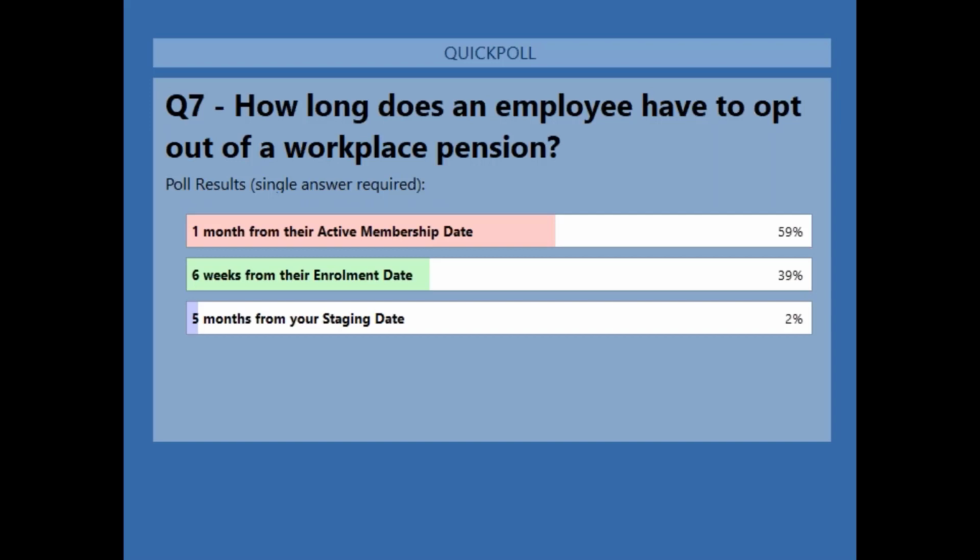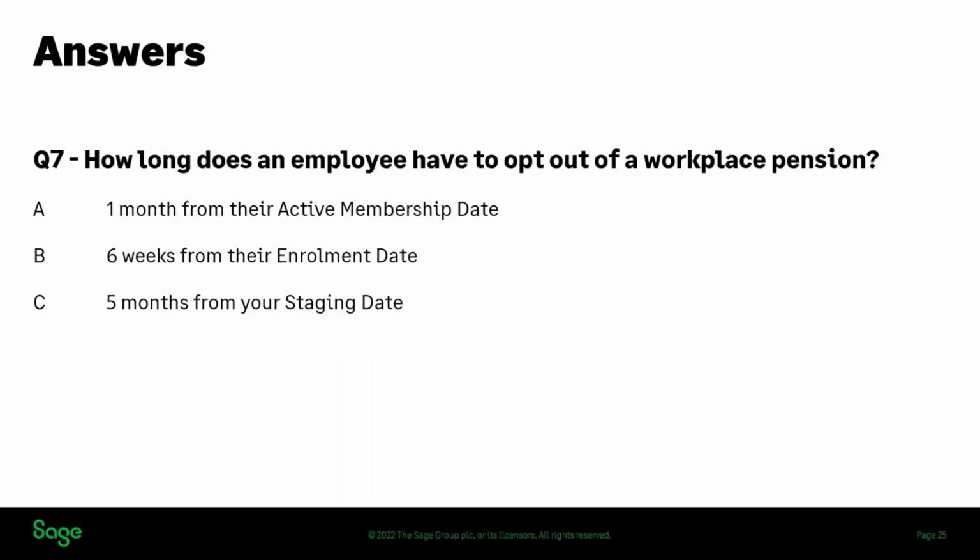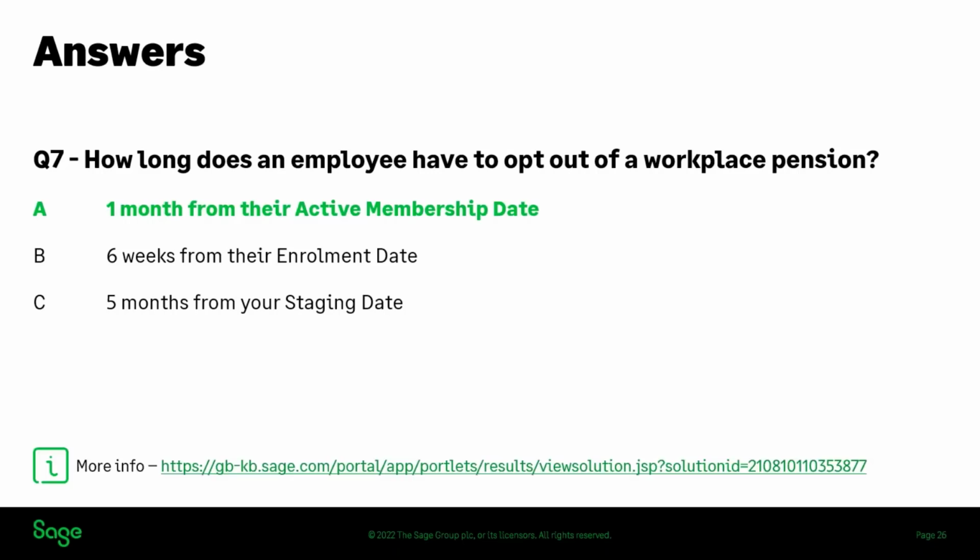So again, over to you, Duncan. Yeah, you've got it again. It is answer A. It's 1 month from their active membership date. So the 6 weeks from enrolment date is the deadline to send them the relevant documentation. So you need to write to them within 6 weeks of their enrolment date. 5 months from the staging date was when you had to initially register with the pensions regulator.